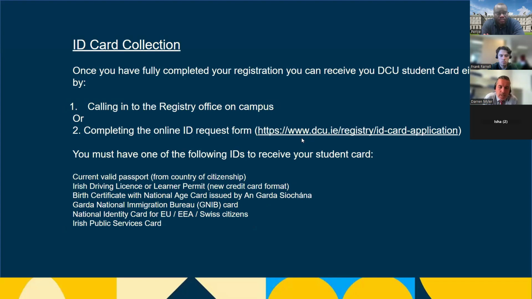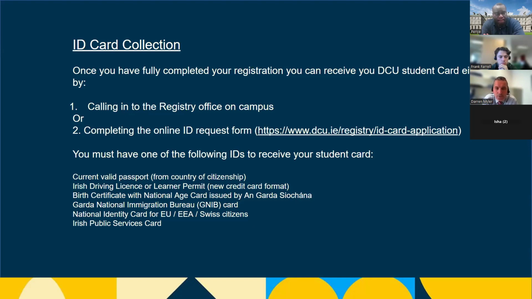Okay, so you've landed in Dublin and you're here. You've paid your fees and you've registered. So you're looking for an ID card. Once you've fully completed your registration, you can call into the registry here on campus, and we can take your photograph and print a card. For some students who may not be on campus, but I think most of you are, you can request it online. And there is a part of the AIP tasks where you can upload your photo whilst you're registering.